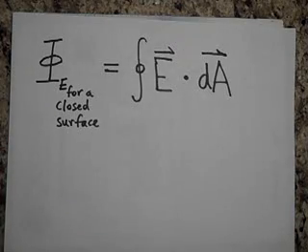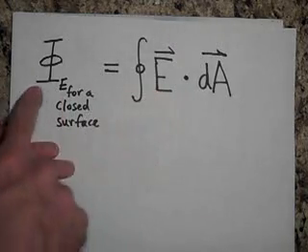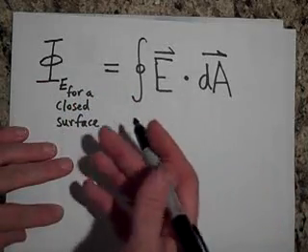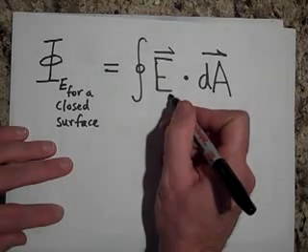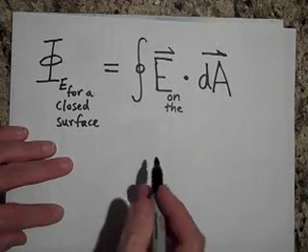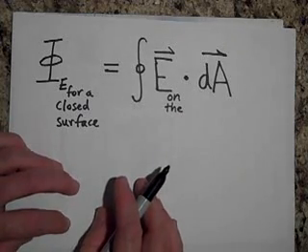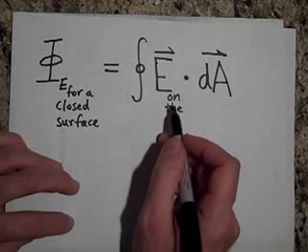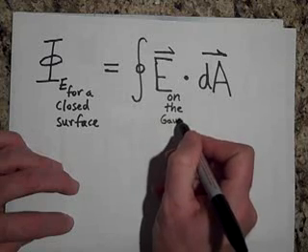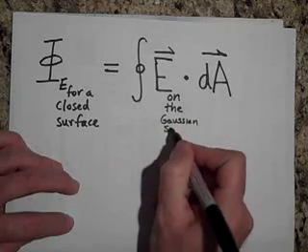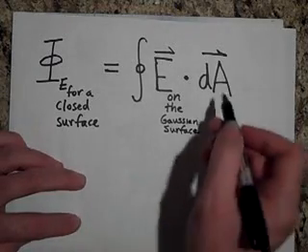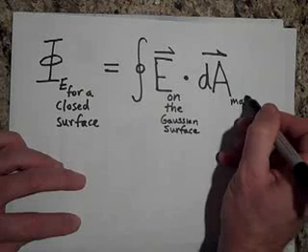Let me add some subscripts here for the E. When you want to find the flux through a closed surface, this electric field is not just the electric field any place. This is the electric field on the surface of the thing you're trying to find the flux through. That's going to be called the Gaussian surface. So this is the E on the Gaussian surface, in honor of Gauss. And these dAs, they make up the Gaussian surface.